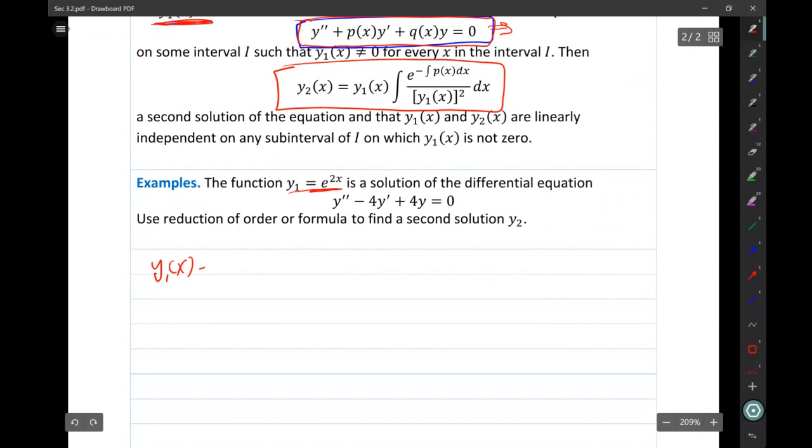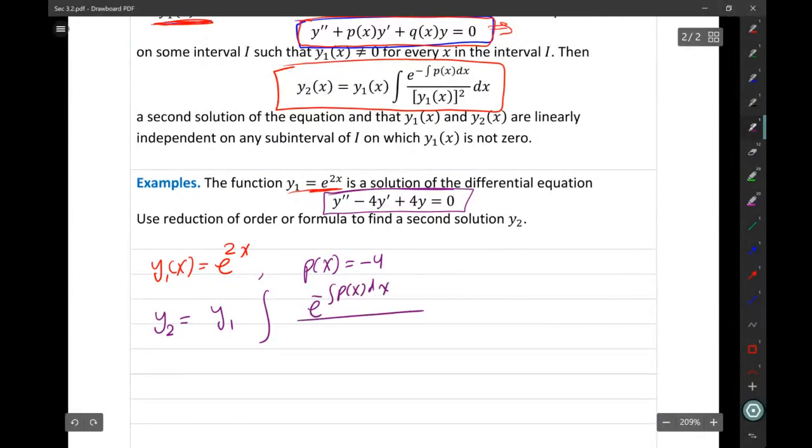y1 of x is already given: e to the power 2x. My equation is written in its standard form. So here the function p(x) is equal to minus 4. The second solution y2 is equal to y1 times the integral of e to the power minus the integral of p(x) dx, divided by y1 squared, dx, which is equal to e to the power 2x times the integral of e to the power minus the integral of minus 4 dx, divided by e to the power 2x squared, dx.